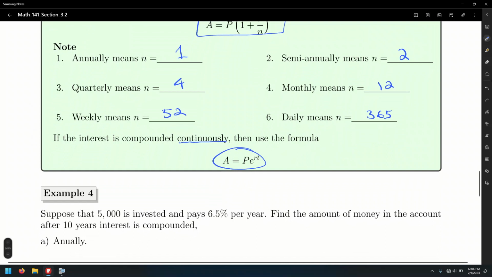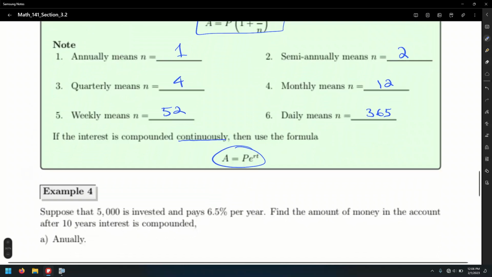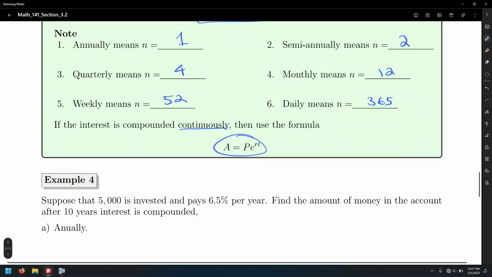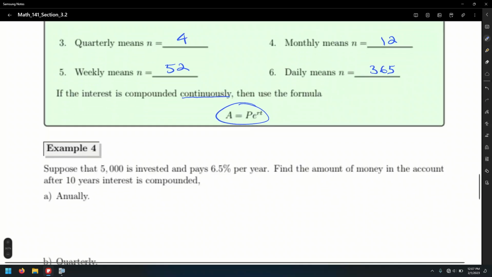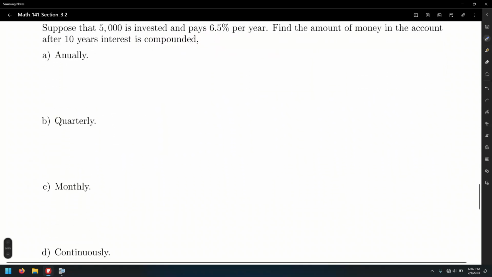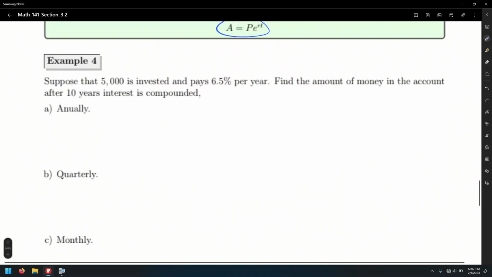Suppose that we're going to illustrate this by using one example. Suppose that $5,000 is invested and pays 6.5% per year. Find the amount of money in the account after 10 years, if interest is compounded. We're going to do a few cases: annually, quarterly, monthly, and continuously.